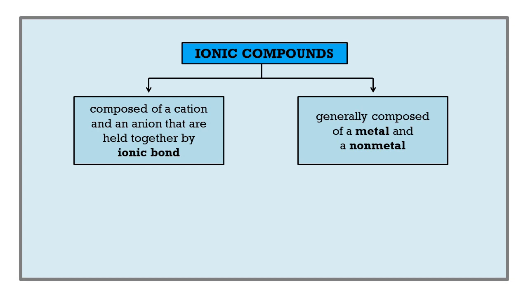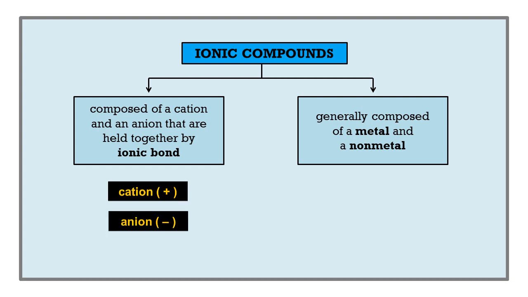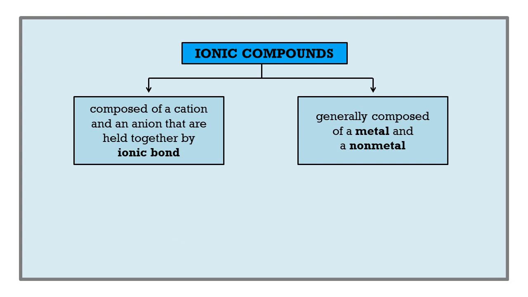Ionic compounds are compounds composed of a cation and an anion that are held together by an ionic bond. A cation is positively charged, while an anion is negatively charged. Moreover, ionic compounds are generally composed of a metal and a non-metal.